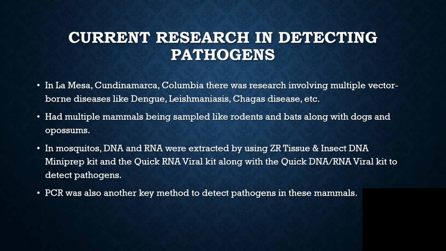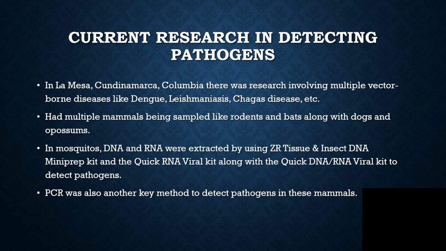Now, when it comes to the current research, surprisingly enough, there is a paper out there that was published, and the research was done in Colombia. In La Mesa, specifically, there was research involving multiple vector-borne diseases like dengue and Chagas disease. As far as the methods, they had multiple mammals being sampled, like rodents and bats, along with certain dogs and opossums.